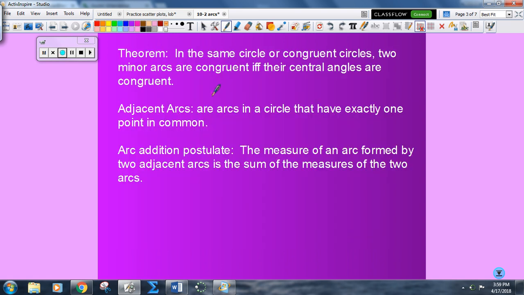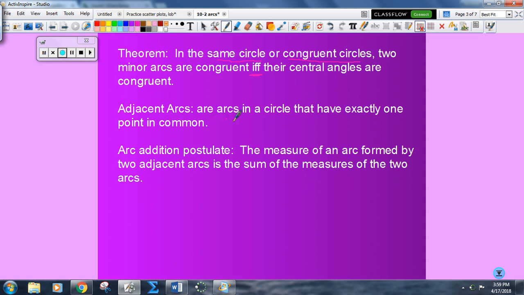Here are some theorems. Now again, with circles, we're not really so much focusing on proofs. While we will do some proofs, our focus is mostly on calculating things. But there will be proofs on your test. In the same circle or congruent circles, remember congruent circles just have the same radius, 2 minor arcs are congruent if and only if their central angles are congruent.